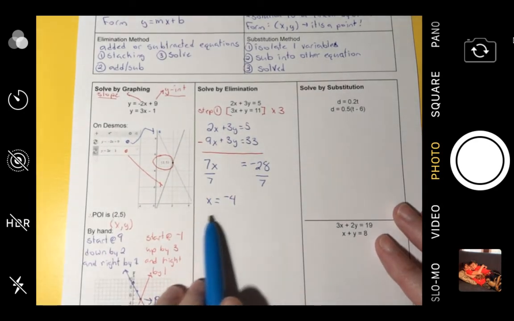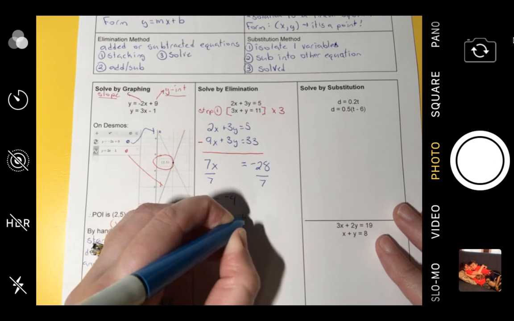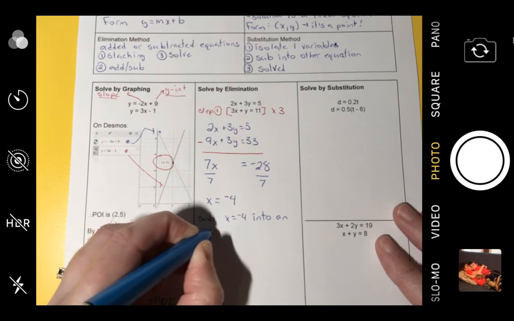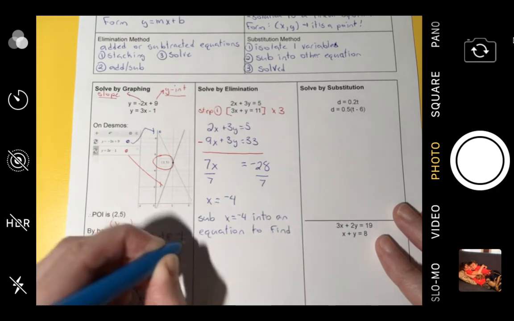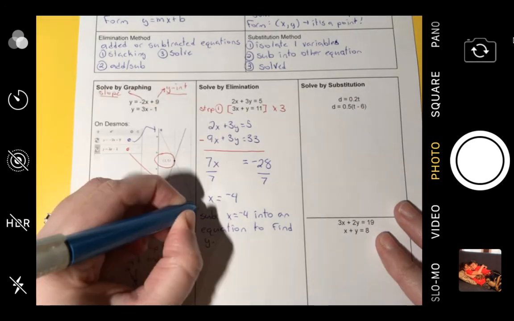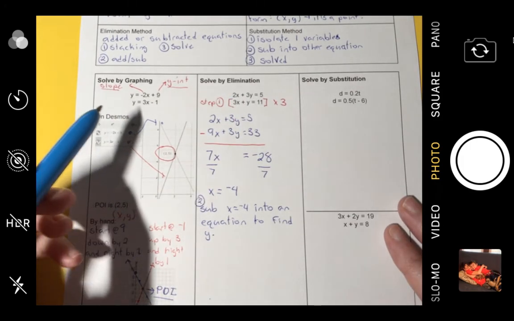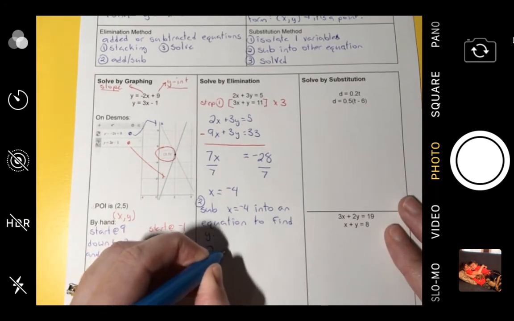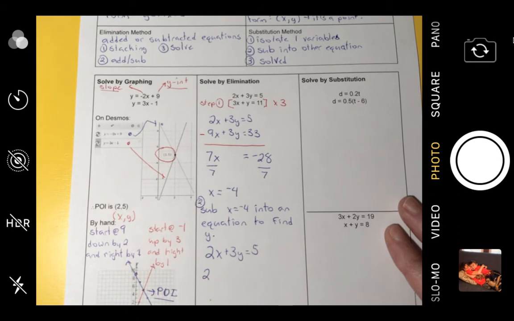And now that we have our x is negative 4, we can sub x equals negative 4 into an equation to find y. So that's kind of step 1 up here. This is step 2. So you can choose whichever equation you would like. Let's use the top one. So let's use 2 times x plus 3y equals 5. So now I'm going to sub in my x is negative 4.